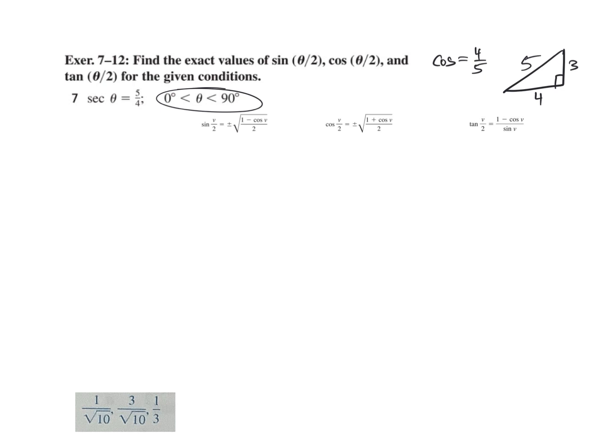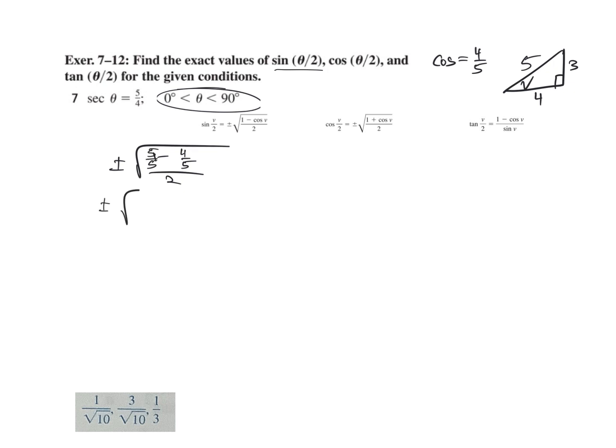Now these are going to be the half angle formulas, which I've put here. So we get plus or minus the square root of 1 minus the cosine of v. So this is v here. Cosine is 4/5, and that's over 2. So 1 is the same thing as 5 over 5.